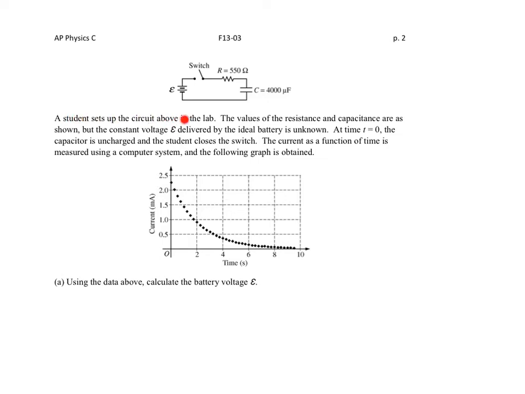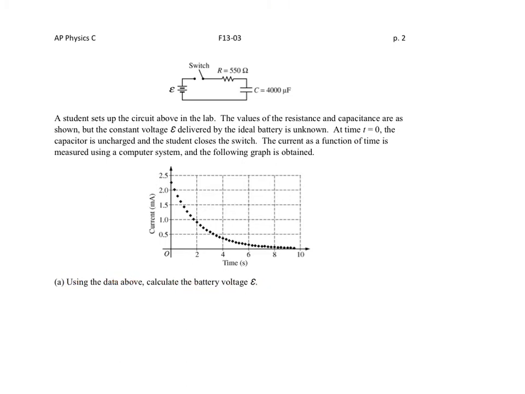A student sets up the circuit above in the lab. The values of the resistance and capacitance are as shown, but the constant voltage E delivered by the ideal battery is unknown. At time t equals 0, the capacitor is uncharged and the student closes the switch. The current as a simple function of time is measured using a computer system, and the following graph is obtained. A. Use the data above to calculate the battery voltage E.